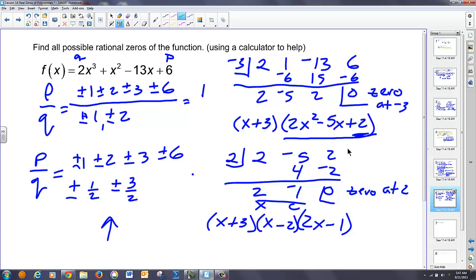Notice, I say, okay, what multiplies to 2? That's 2 and 1. And then what multiplies again to 2 but gets me negative 5? I got a negative and a negative. There's a 2 here and a 1 here. And there we have it. So I have zeros of negative 3, 2, and 1/2, because that's when the function would equal 0. So that's a nice way to use your calculator to help you go through and find all the zeros.